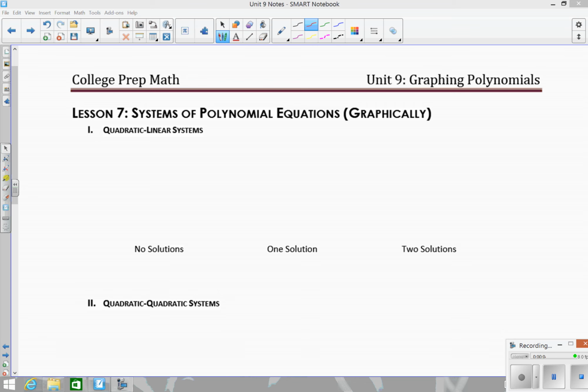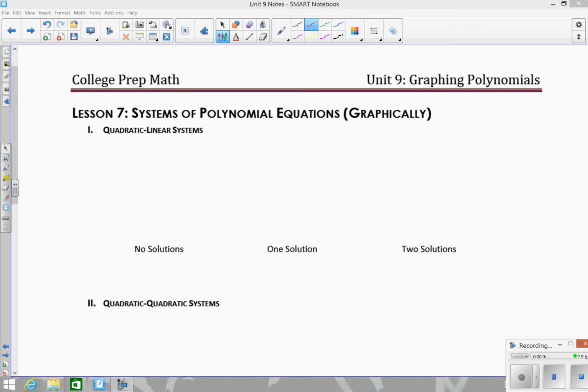In lesson 7, we're going to look at systems of polynomial equations, and what this means is whenever you have two or more equations and you're looking at their solution. So the two types of systems that we're going to really focus on are quadratic linear systems and quadratic systems. But keep in mind that really you can take any type of polynomial equation and another polynomial equation and look at where their intersections are.